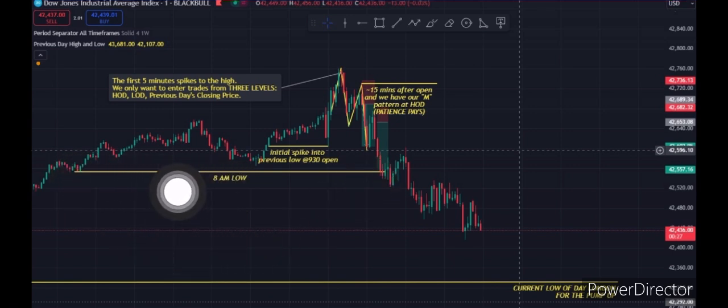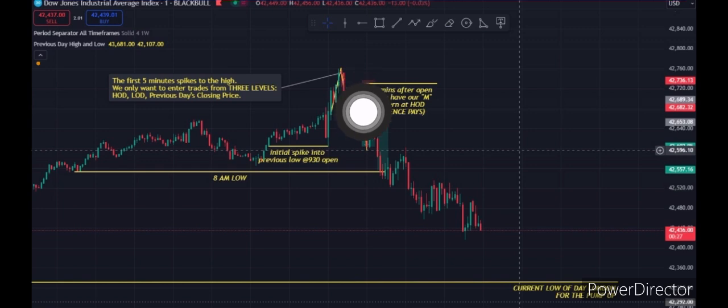Here's the 8 a.m. low. This is actually slightly before 8 a.m., but it's just the most recent low by the time we get here to 9:30, okay? And here's our most recent high. So you can see that in the first 5 minutes, we had the 9:30 open. In the first 5 minutes, we spike up through into the high of the day, okay, and then pull back.